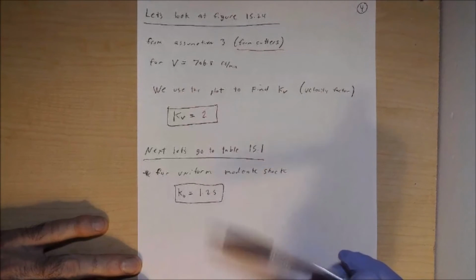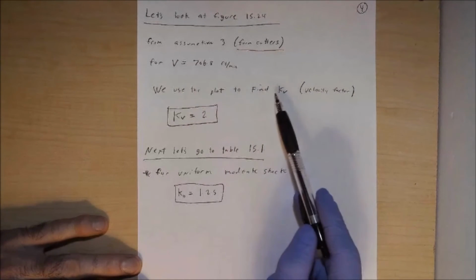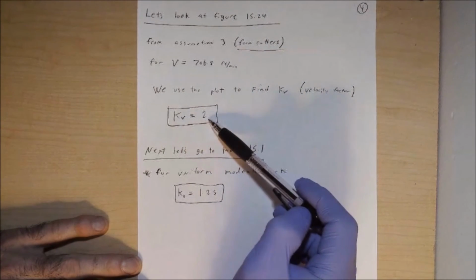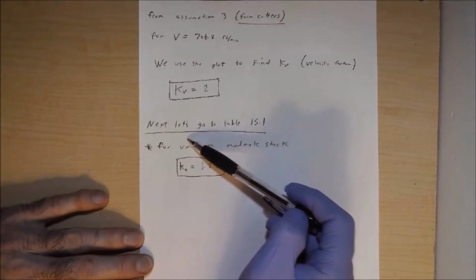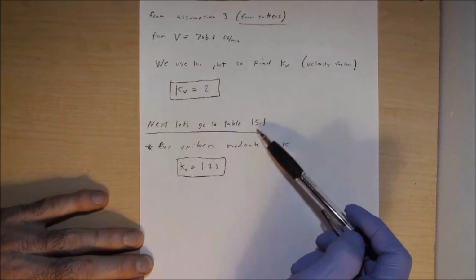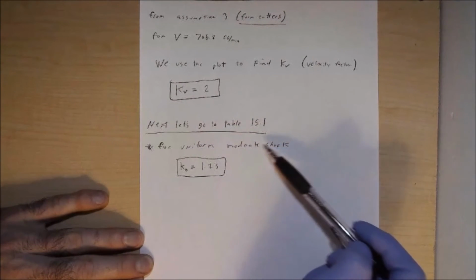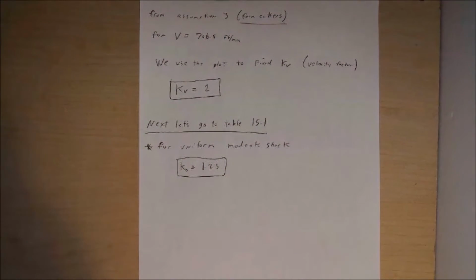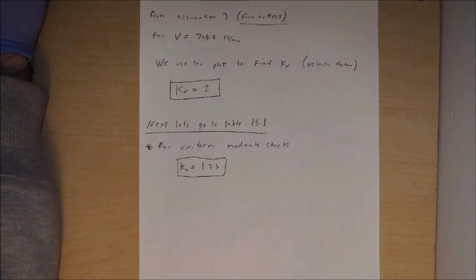So now that we were able to get our velocity factor from figure 15.24, K sub V is equal to 2. The next thing we want to do is go to table 15.1. This is for a uniform moderate shock. We need to look at table 15.1 to get our K sub O value. So now we'll head over to table 15.1 and see if we can find that value.